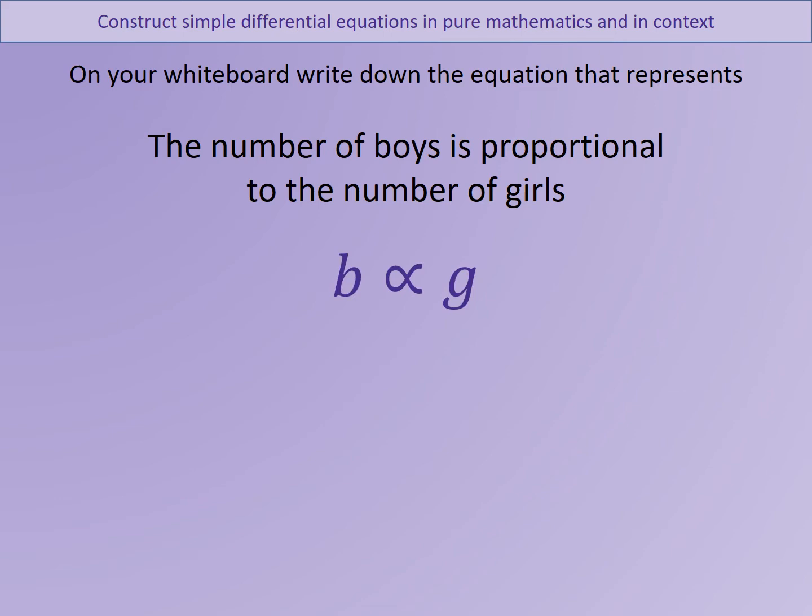The boys are proportional to girls. You didn't need that bit. So that means that the equation would be boys equals k lots of girls. And it's quite standard to use different letters. It's not always x and y, but if you were going to use x and y, make sure you clearly label which one's x and which one's y. X is the number of boys, y is the number of girls.